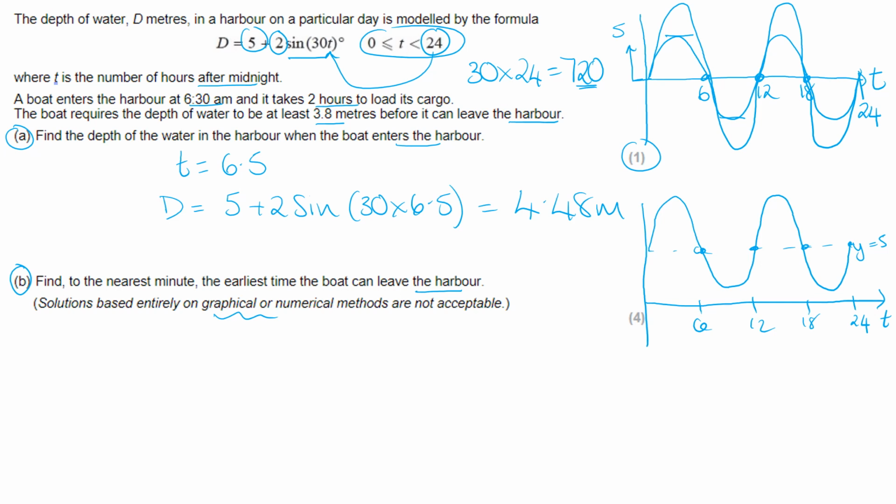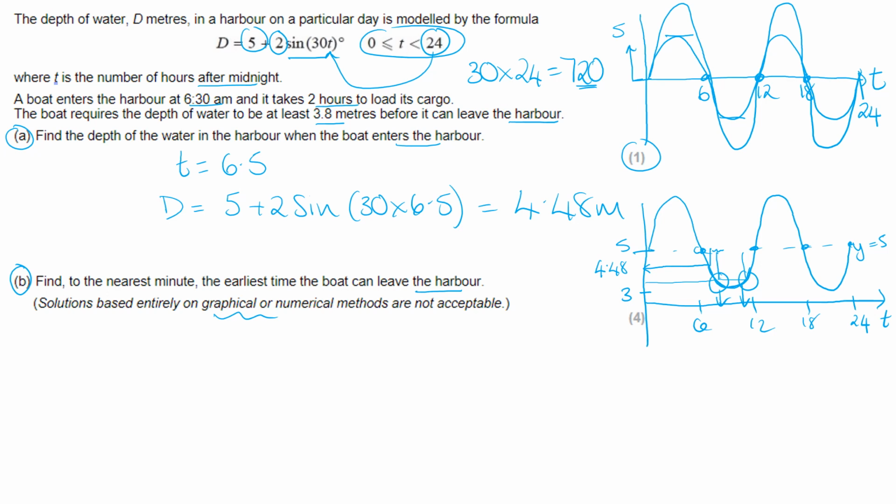Well, it entered at 6:30. So here we go, 6:30, so just past 6. This will be our 4.48 that we've just found in part A. So obviously this is on the time when the tide is going out and the water's going down. So we don't know whether 2 hours will pass and there'll be enough time to load the cargo and then we can get out, or whether we'll have to wait till the next time it comes past the 3.8. So 3 would be at the bottom here, so 3.8 is going to be here. So we need to find the times here, but it's going to be after midnight when the boat can leave.